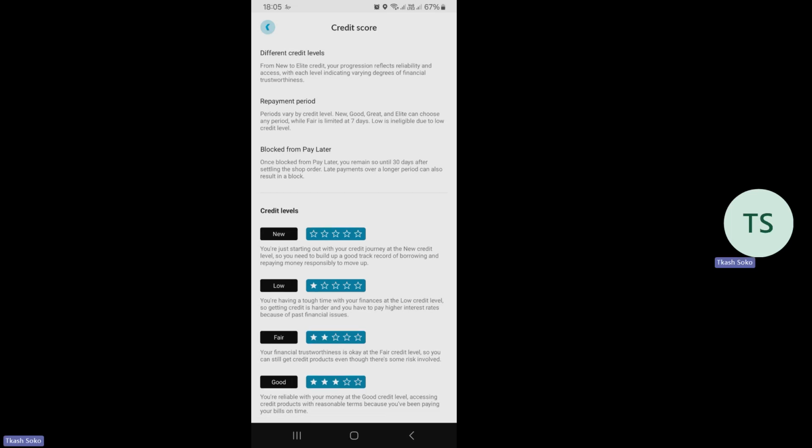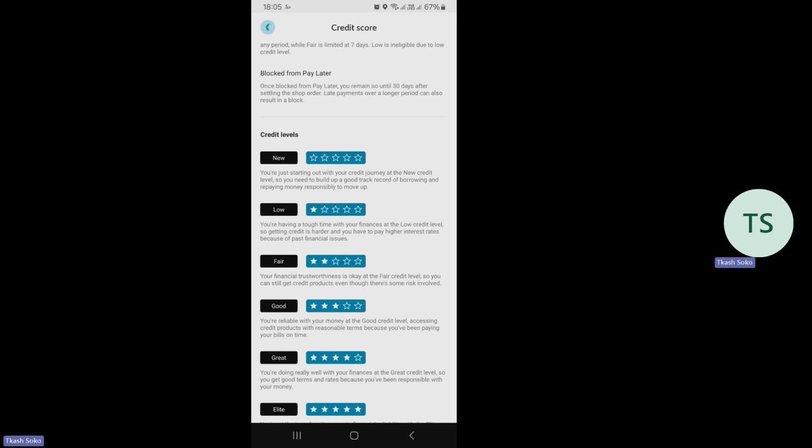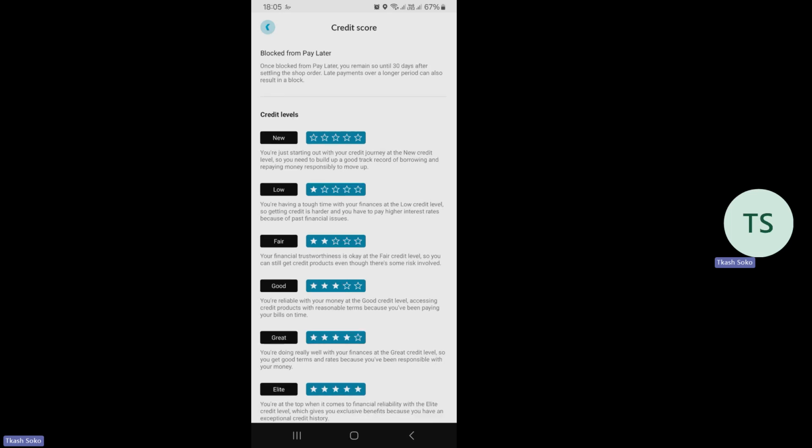Then tunaenda kwa low. As the person spends, anatoka kwa new anaenda kwa low. Then there is the fair. Anaenda kwa fair once ameendelea kuspend. When you get to fair now, it means unaweza pewa pay later. However, unachajiwa bigger interest. Then there is other credit scores such as good, great, and elite zenye sasa ni nzuri. And of course, the interest rates zinapungua. I hope we are together there.